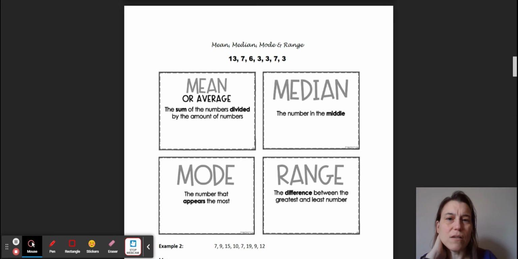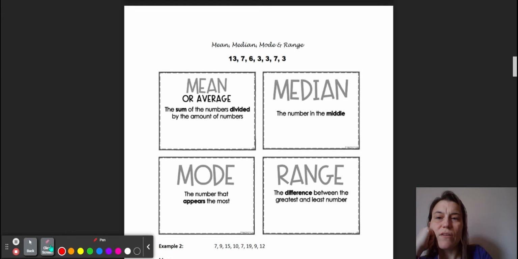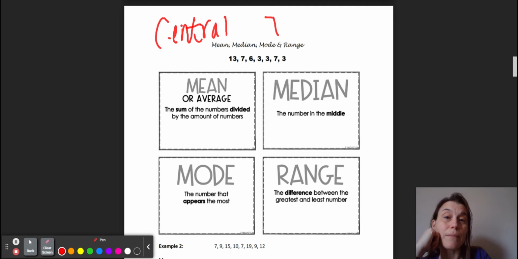Hi, this is the lesson on mean, median, mode, and range. So mean, median, and mode, the three M's, are ways of measuring what we call the measures of central tendency. So they're the ways of measuring what tends to be in the middle. So they have that in common.